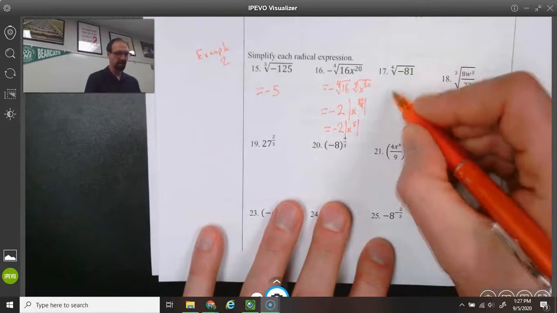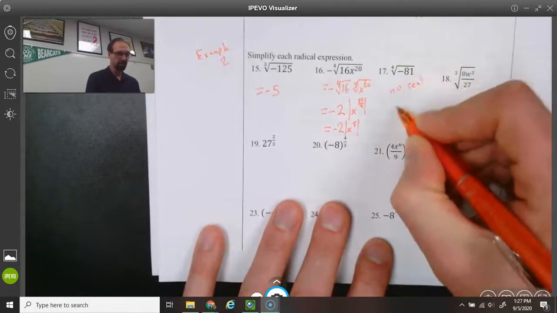Number 17, the fourth root of negative 81. This is a non-real answer. You could say that, or you could also say no real roots. It means the same thing.